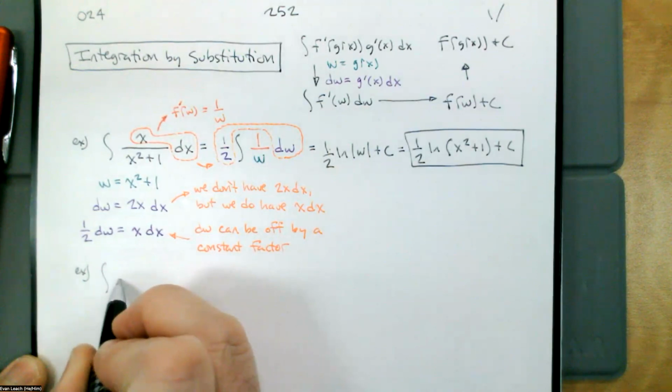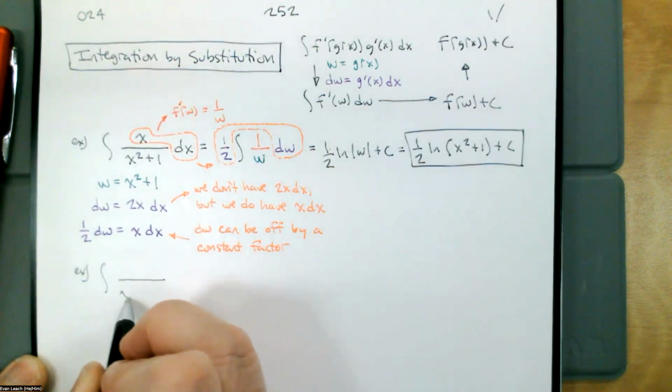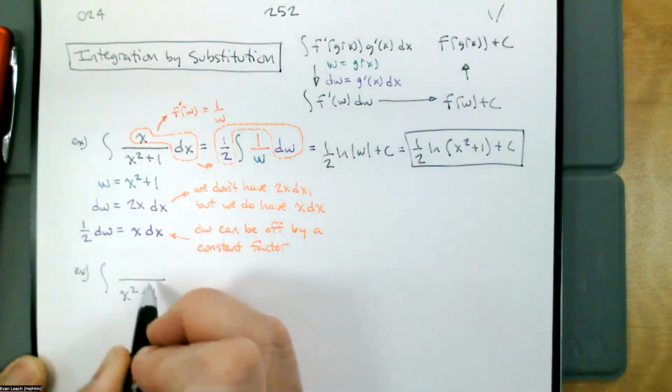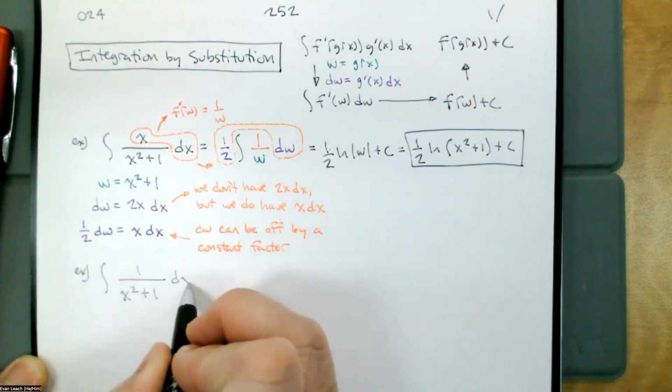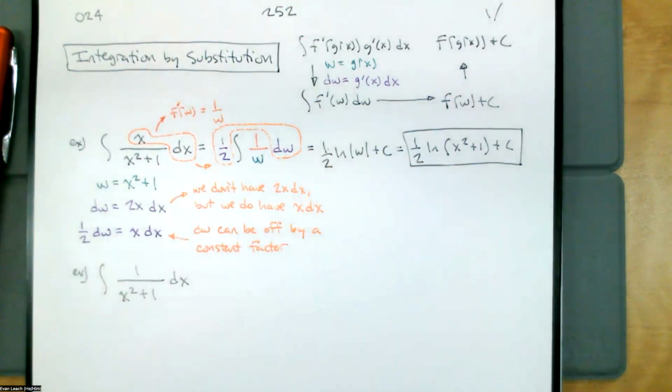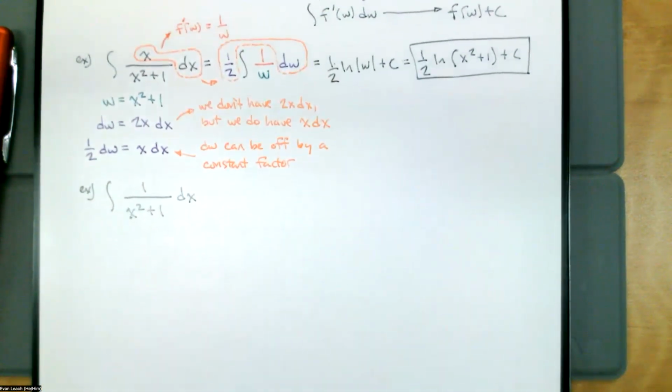It's important that we see substitution not work. The primary reason we wouldn't want to do substitution on this integral, 1 over x squared plus 1, is that we already know what this integral is. We know that this is arctangent of x plus c. That's why we're not going to do substitution on it. But we need to see substitution not work.